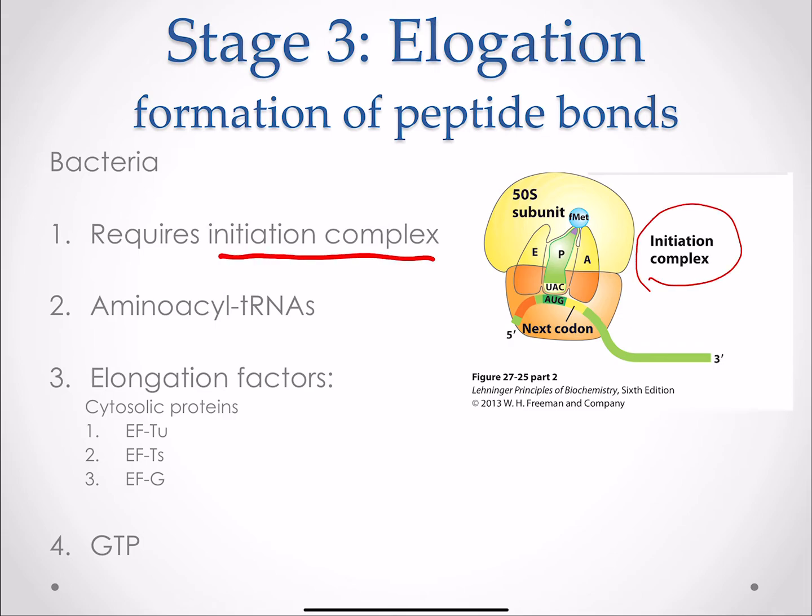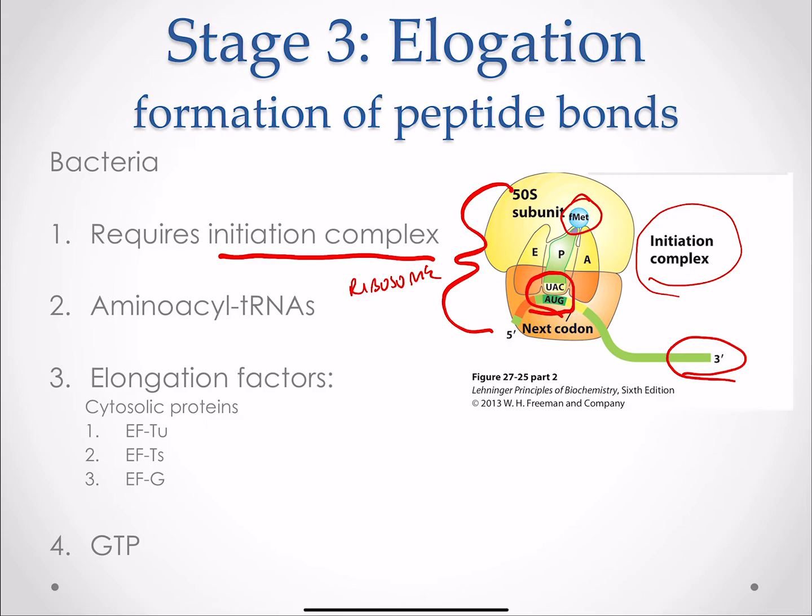So the initiation complex, remember, is going to be made up of the ribosome, so the complete ribosome. You have to have the messenger RNA there. You have to have the start codon and the anticodon pairing up with that tRNA for that first methionine. And bacterial, that's that formyl methionine.